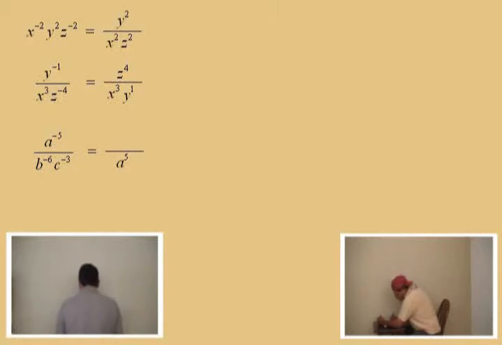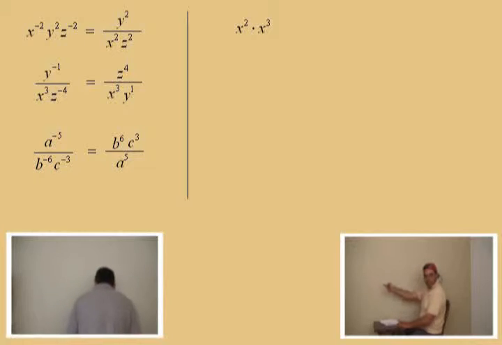Now, how about that b? It's on the bottom, so we're going to take it to the top. Top, there you go. And the c is on the bottom, has a negative exponent, so we're going to take it to the top. There you go, right there. And there's our answer, b to the 6th times c to the 3rd over a to the 5th power. This is just too much fun. Okay, let's do another one here.